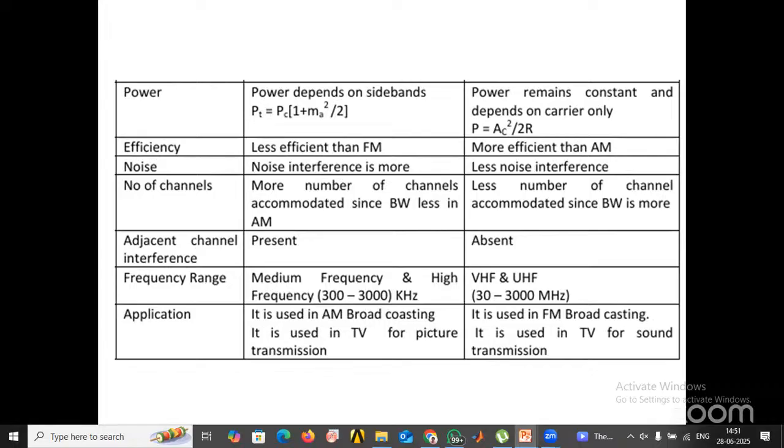Both are interrelated. If you have one modulation scheme, you can get the other modulation scheme by using a differentiator or integrator. Differentiator, integrator, nothing but a simple capacitor. So the generation of PM and FM is the same. In the generation of PM and FM, two methods are used: direct method and indirect method.